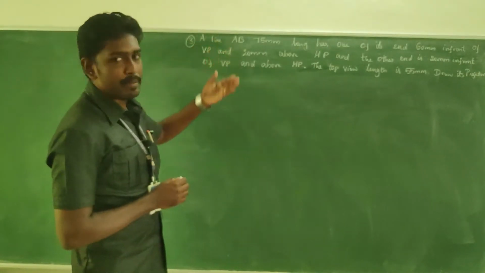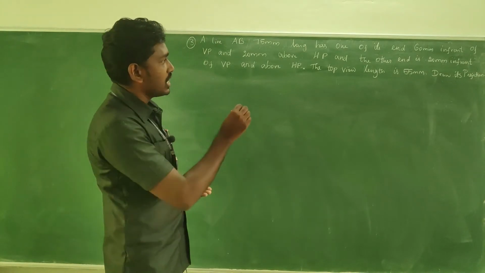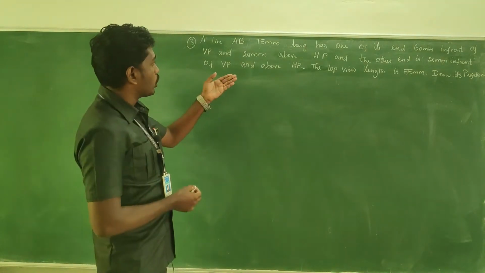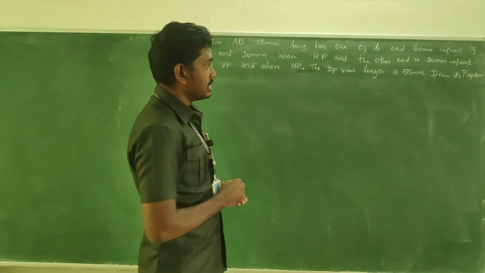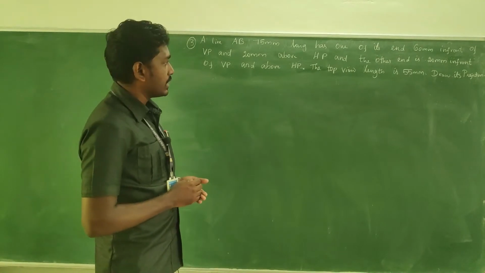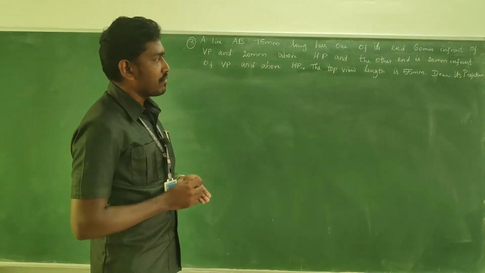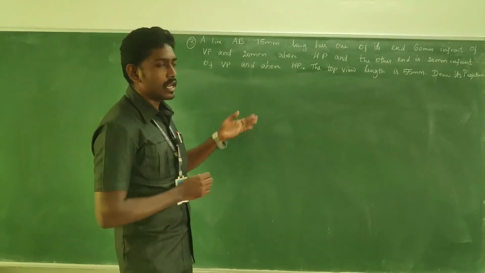Again I come up with the question from projection of straight line. A line AB 75 mm long has one of its ends 60 mm in front of VP and 20 mm above HP, and the other end is 20 mm in front of VP and above HP. The top view length is 55 mm. Draw its projection. So this is our question.